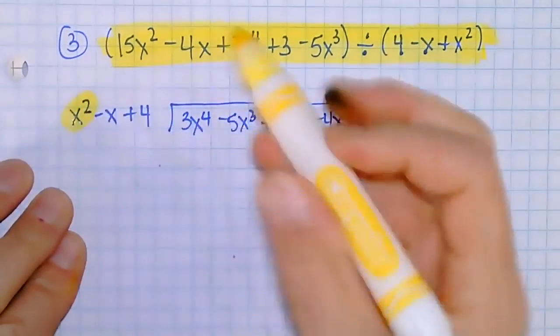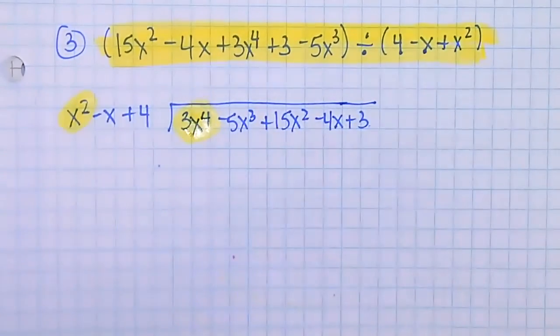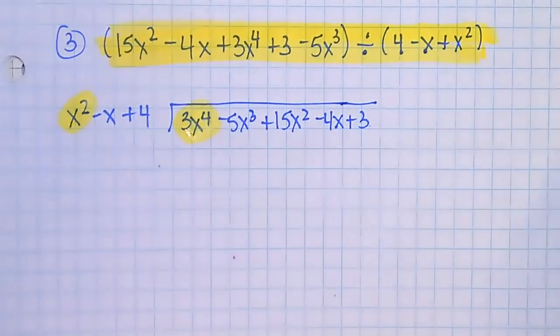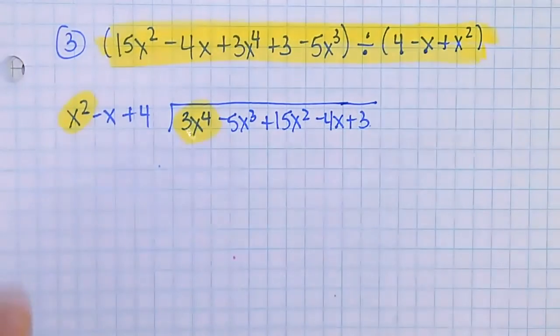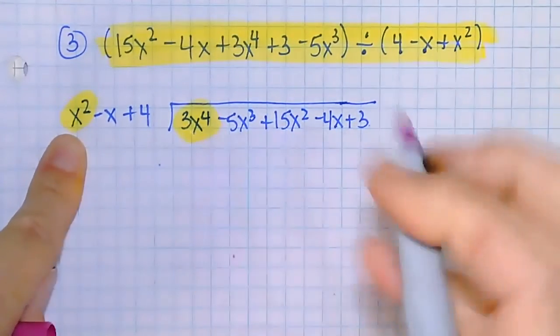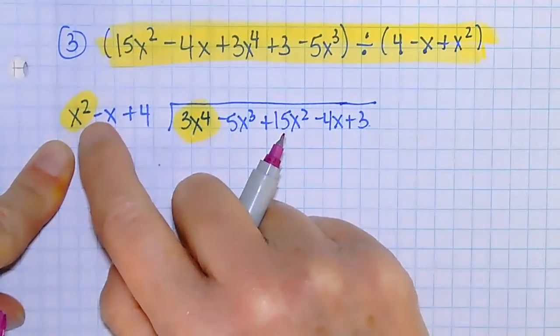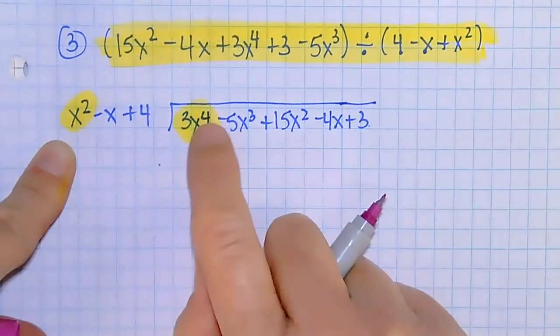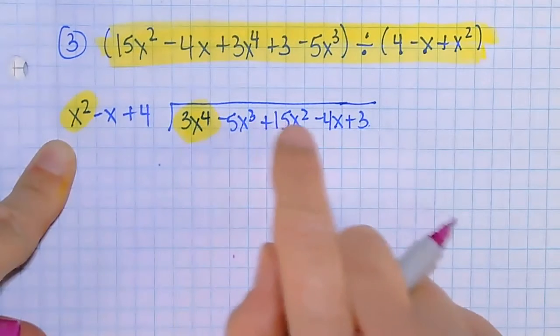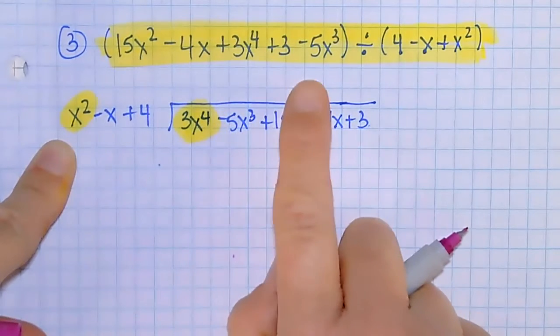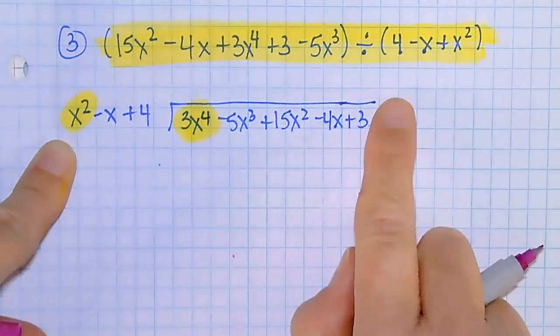Still focusing on x squared into this 3x to the fourth. And so x squared times what gets us 3x to the fourth? Well, x squared times 3x squared. So I'm not going to put it here. I'm going to actually put it here. So I'm all the way over here. We have 2 more steps to go.